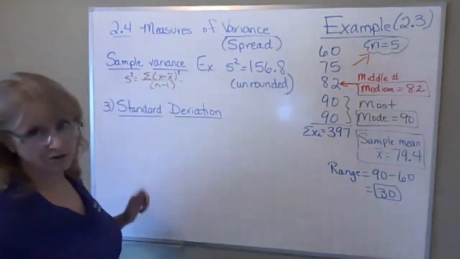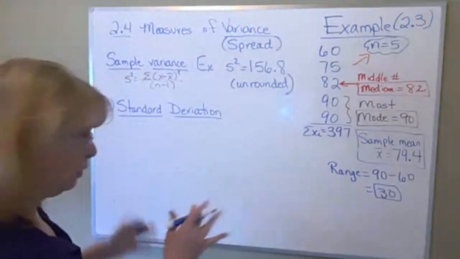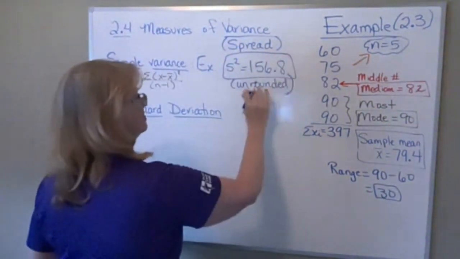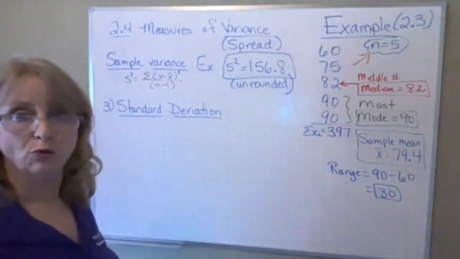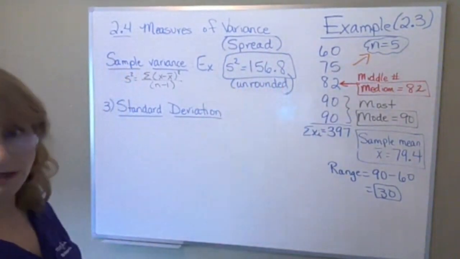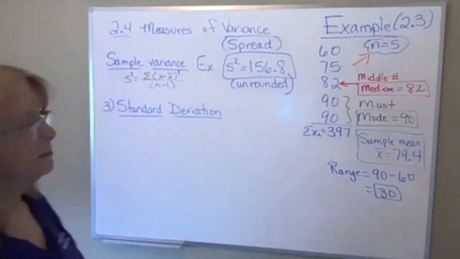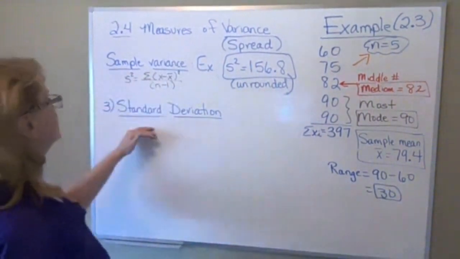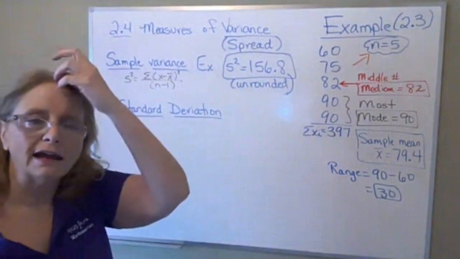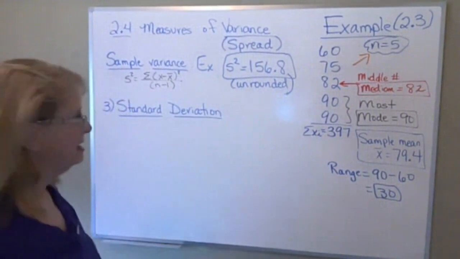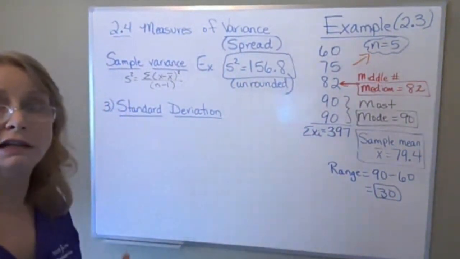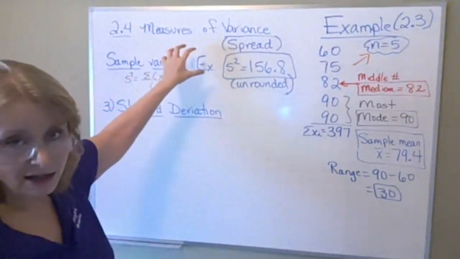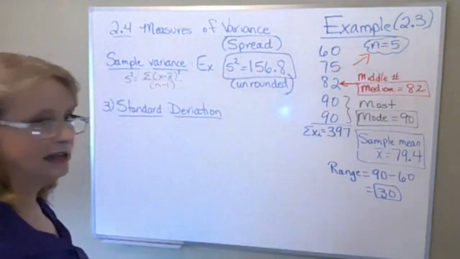Then I did the work for the variance, but I've erased it because it takes up the whole board. But this was the answer we got for the variance, and that's unrounded. I didn't have to round it because it was already to the 10th place, which is what I wanted, but I didn't round anything as I was doing that one. And that brings us to the third measure of variation, which is standard deviation. Now, standard deviation is really just a form of the variance. In fact, you have to have the variance to find the standard deviation.